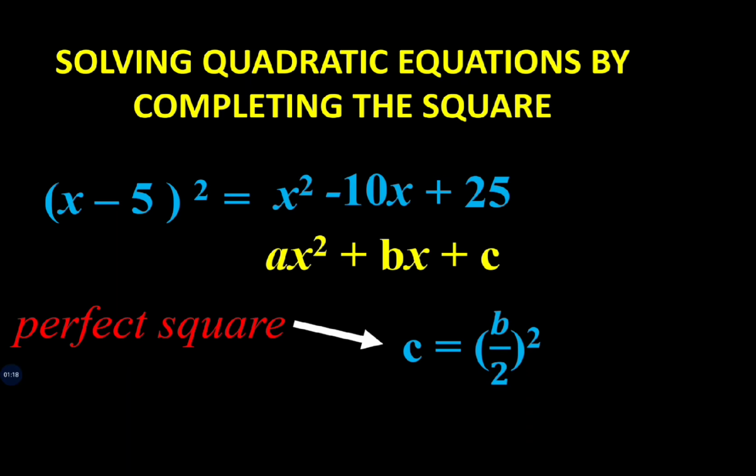And we're going to use this knowledge that the constant value is equal to b over 2 squared to perform a technique called completing the square. Let's roll with it.